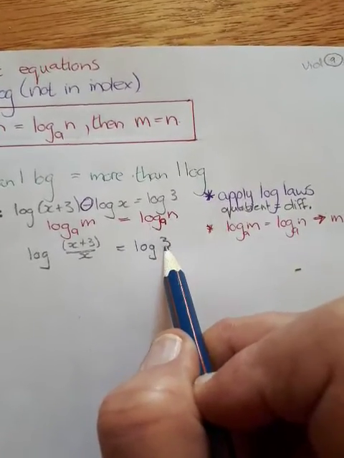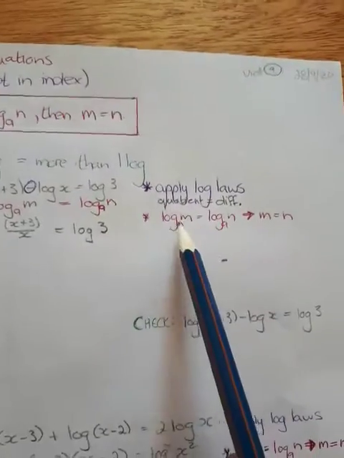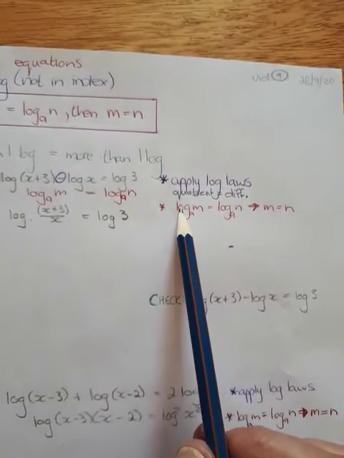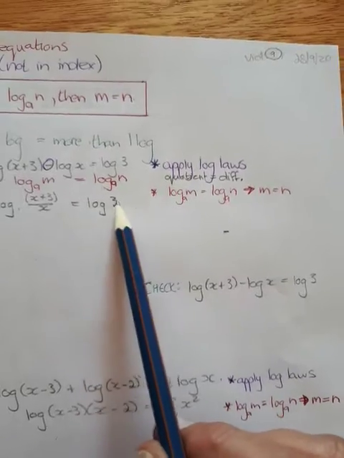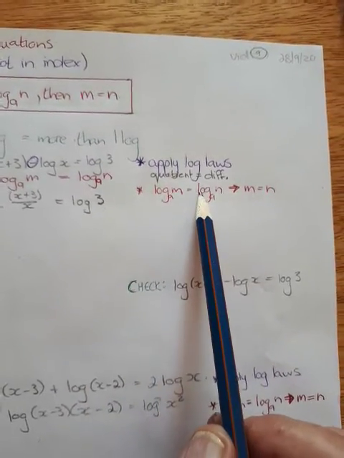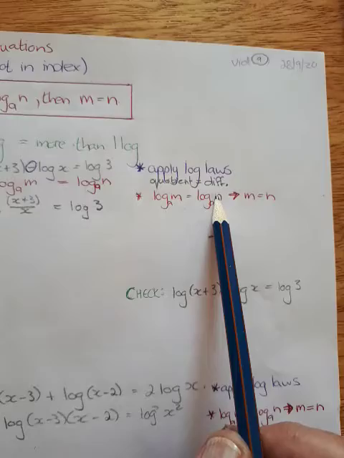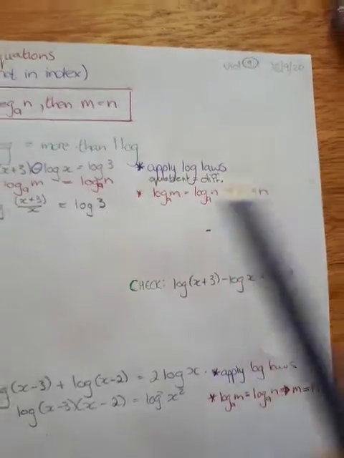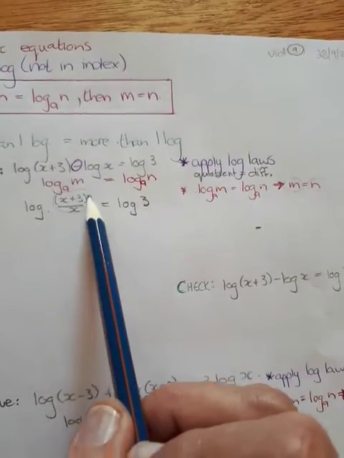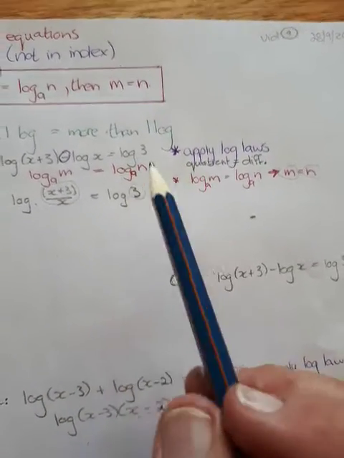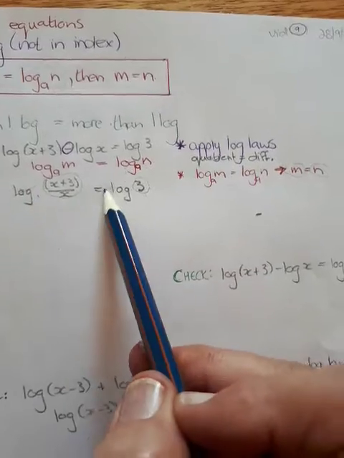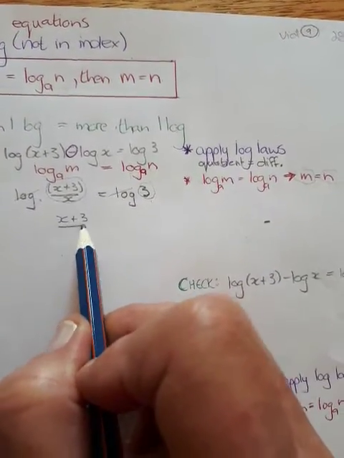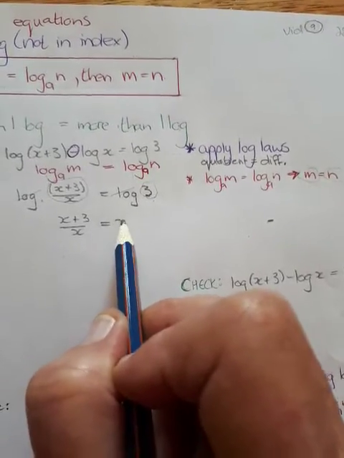Now we've got a single log on the left-hand side, so that basically represents log m, and a single log on the right-hand side, so that basically represents log n. Therefore, we can say that m equals n. What you really do, people, you just leave out the log. So then we have (x plus 3) over x equals 3.